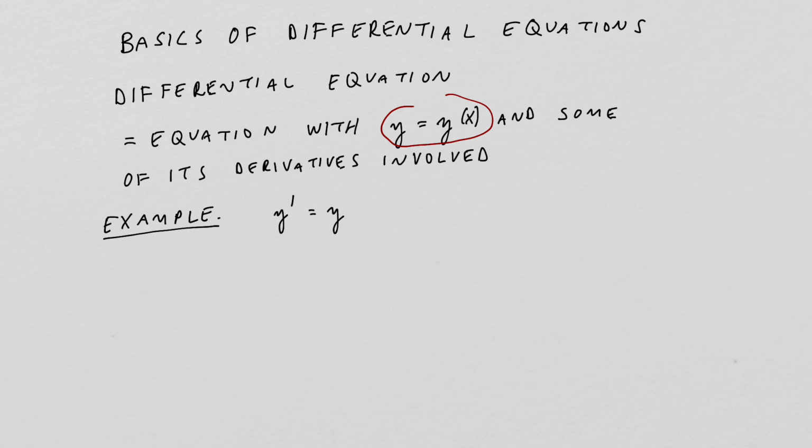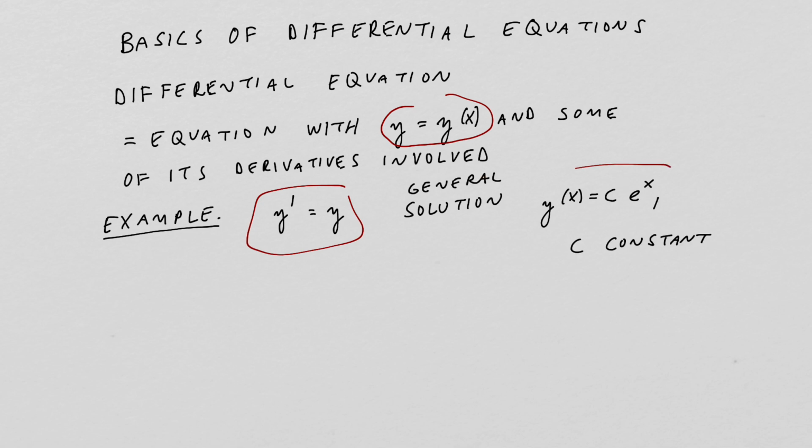We are asking for a function in such a way that the derivative of the function is the same as the function itself. Here is one solution for this equation, and here is the general solution for this equation. There are no more solutions.